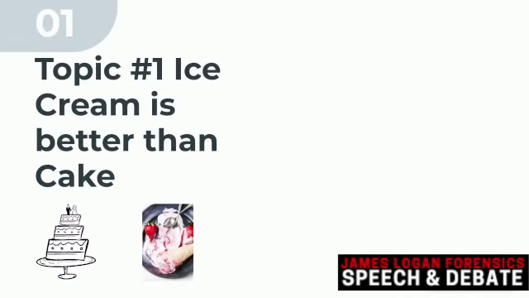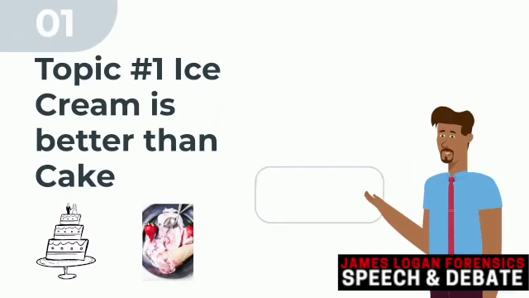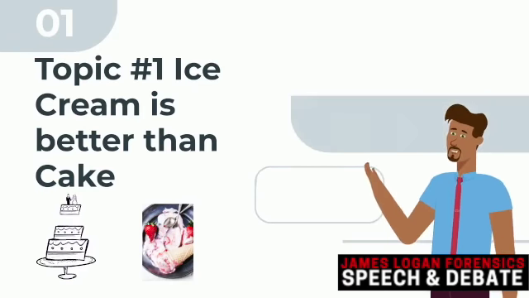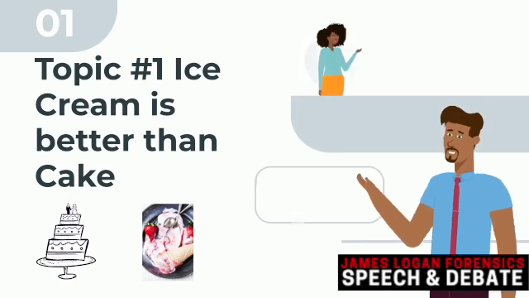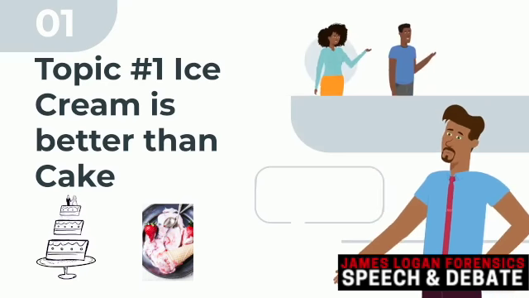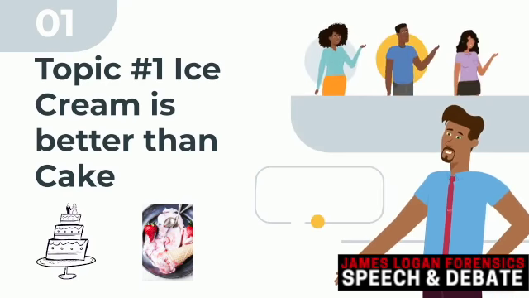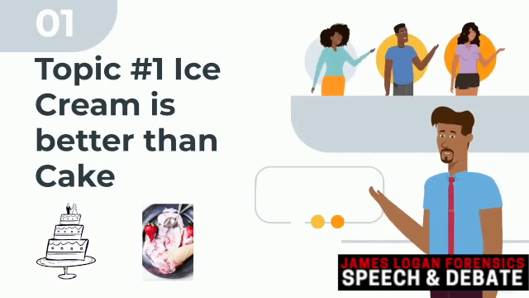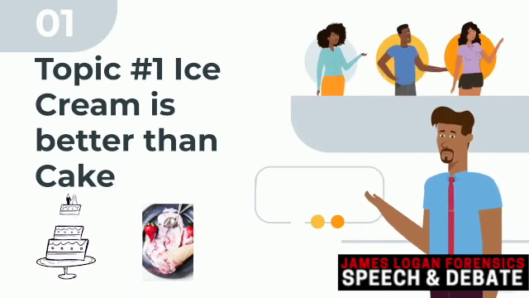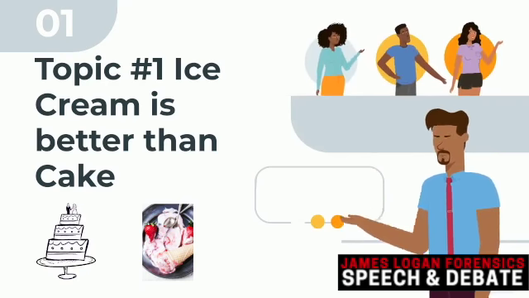Ice cream is better than cake. So the affirmative will argue that ice cream is better than cake, while the negative will argue that ice cream is not better than cake. Before I start the debate, I want to remind everyone about the claim, warrant, and impact structure that I will use for the arguments and the four-step refutation structure.